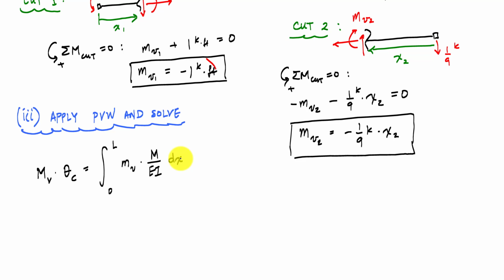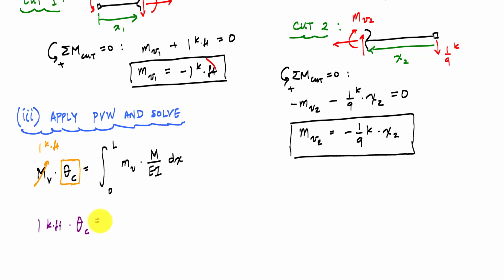Now that I have it, this 0 to L here means that I have to integrate over the entire length of the beam, not just one span or one segment of the beam, but the entire length of the beam. So we have to separate this out into parts because we have 2 coordinate systems, or 2 cuts essentially, that we made. So we're going to break this integral up into 2 parts. I know the virtual moment is a 1 kip foot that I applied. Theta c is the unknown that I'm trying to solve for.